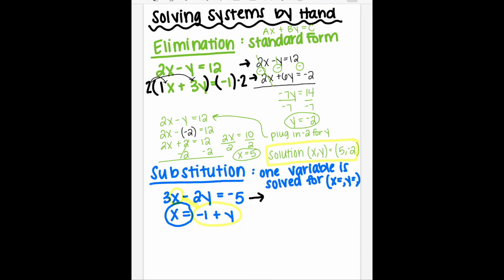So let's see what that's going to look like. So I'm going to take this first equation. We have 3x. Now instead of writing x, I'm going to write the thing that x is equal to, which is -1 plus y. And then I finish rewriting the rest of that equation.